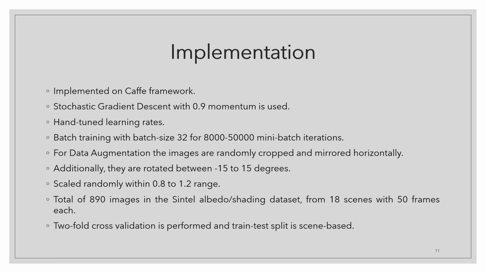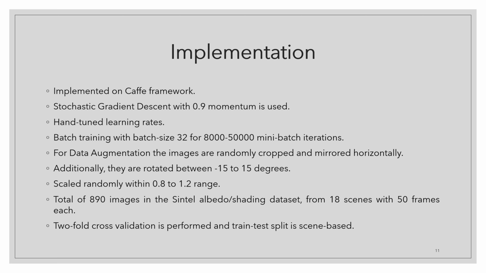For testing, we pack the images to fit this requirement and then crop the output map to the original input size. In total, we use 890 images in the Sintel Albedo-shading dataset from 18 scenes with 50 frames each. We use two-fold cross-validation, that is training on half of the images and testing on the remaining images, to obtain our test results on all the 890 images.